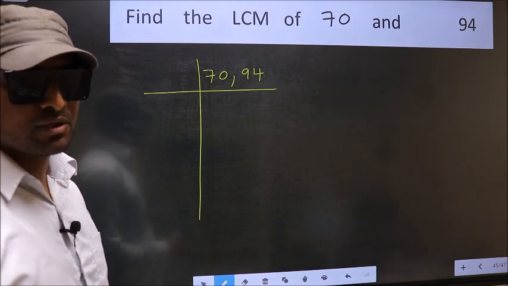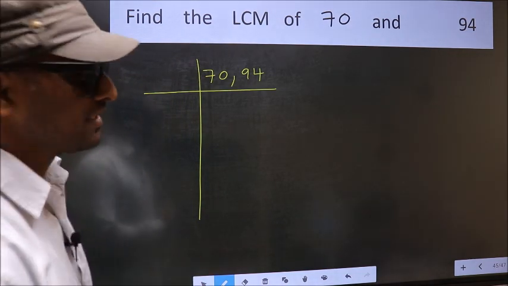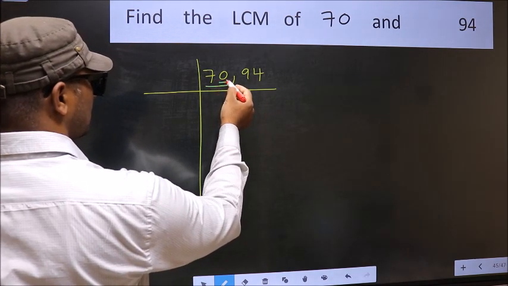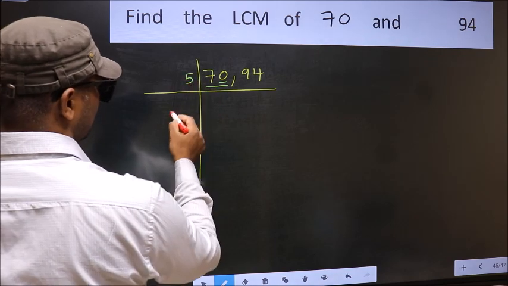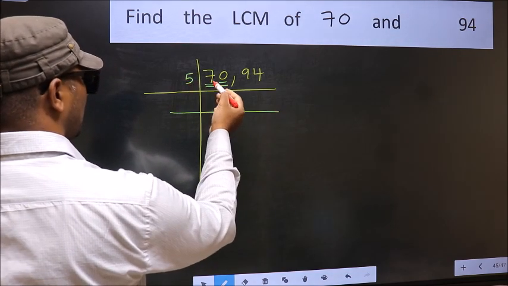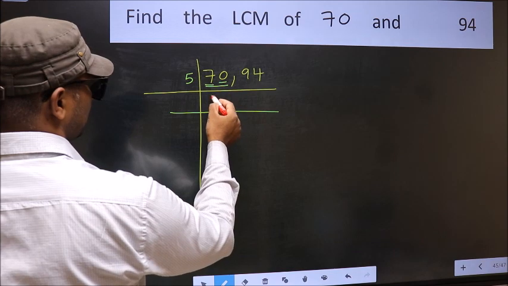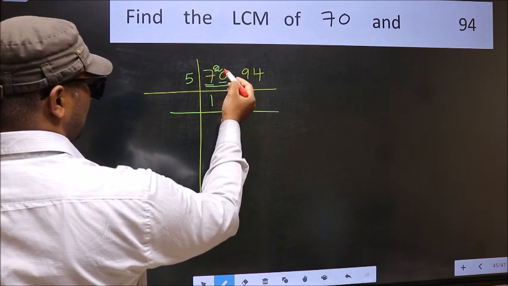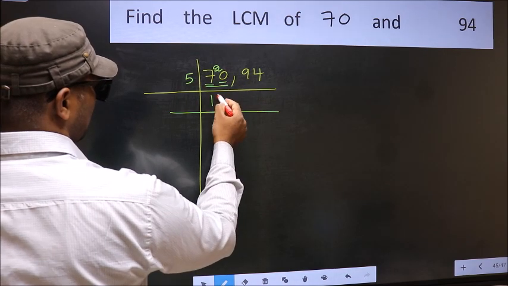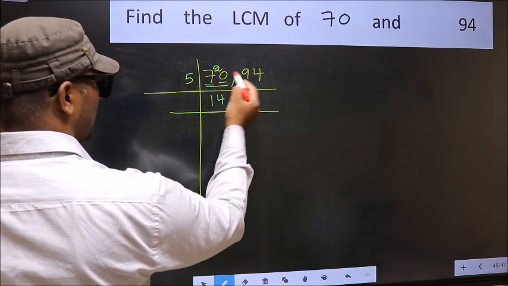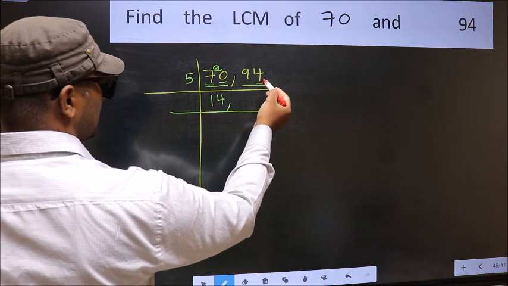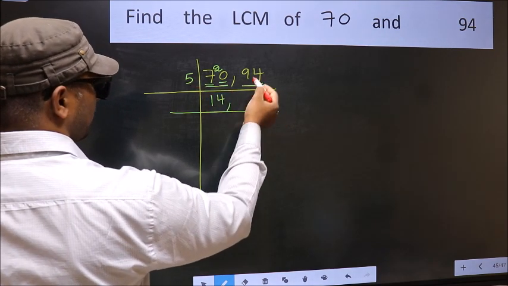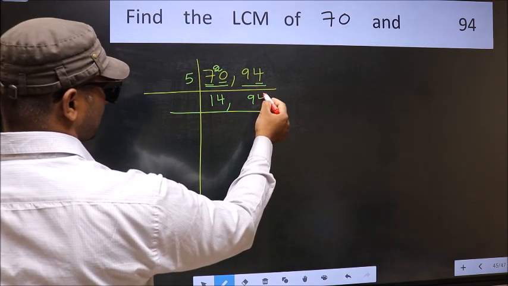Now you should focus on the first number, which is 70 here. In this number, the last digit is 0, so take 5. First number 7. A number close to 7 in the 5 table is 5 ones 5. 7 minus 5, 2, 2 carried forward, 20. When do we get 20 in the 5 table? 5 fours 20. The other number 94, last digit is neither 0 nor 5, so this is not divisible by 5, so you write it down as it is.